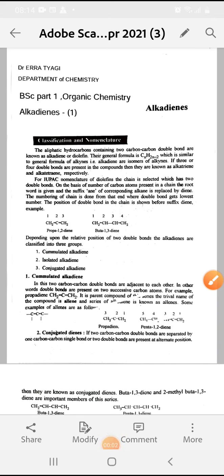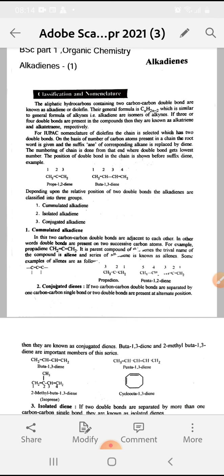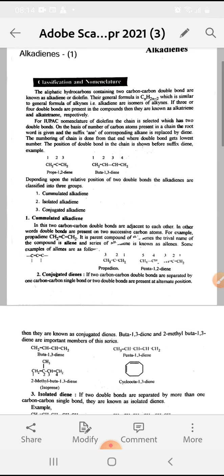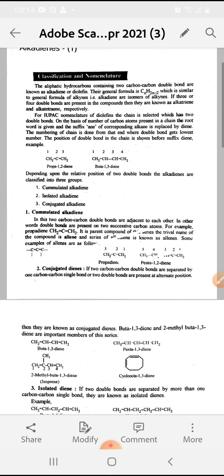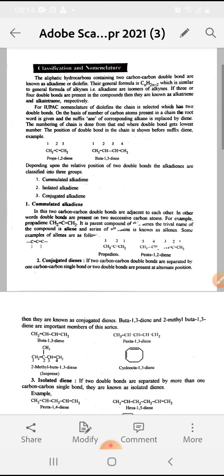Today in this video we are going to study alkadienes of BSc Part 1 Organic Chemistry. First we talk about classification and nomenclature. The aliphatic hydrocarbons containing two carbon-carbon double bonds are known as alkadiene or diolefine.